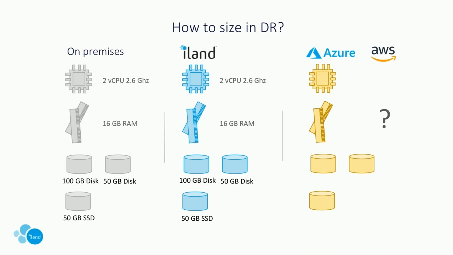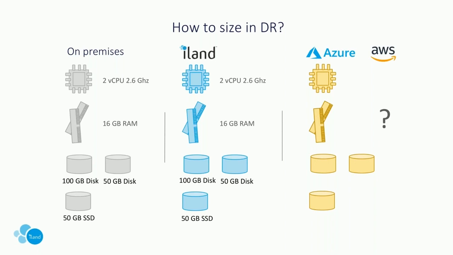We'd give you those disks on spinny disk at 100 gig and 50 gig, and also an additional 50 gig disk on SSD. And this is completely flexible. So this is customizable. If you needed to increase the RAM, the CPU, add additional disks, that's not a problem. We would essentially size it exactly the same as you're doing today on premises.